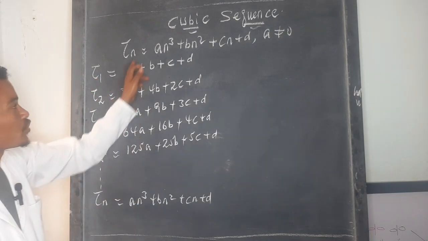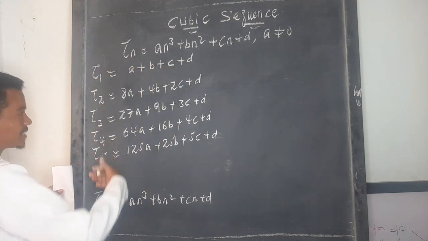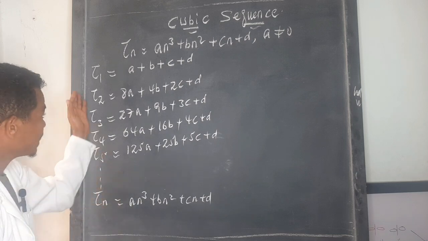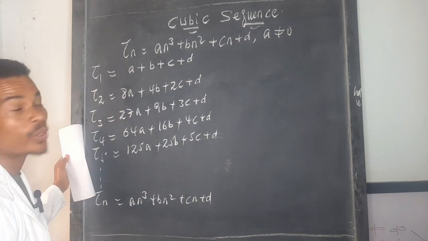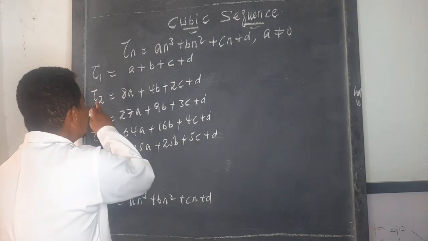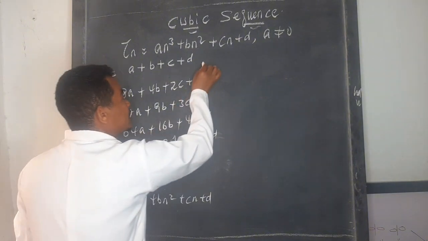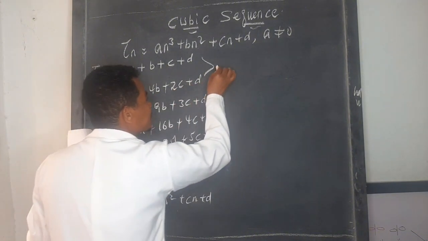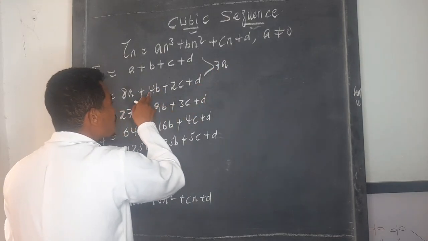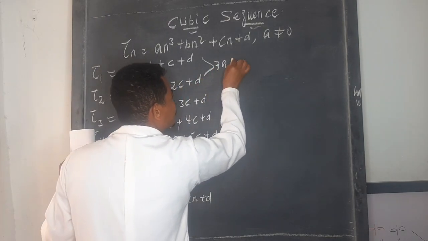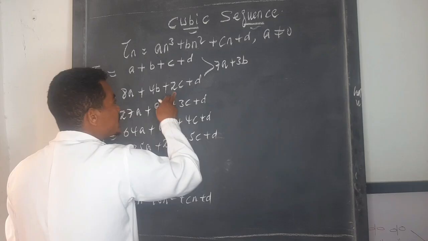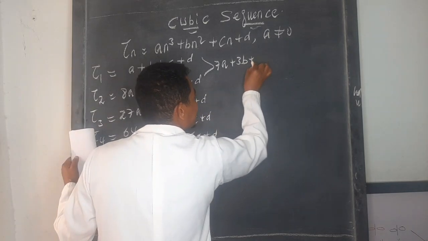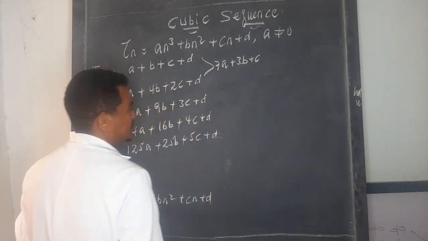Okay, how can we get the coefficients by using these terms? Let's find the difference between each consecutive pair of terms. That is t2 minus t1: 8a minus a is 7a, 4b minus b is 3b, 2c minus c is c, d minus d is 0.